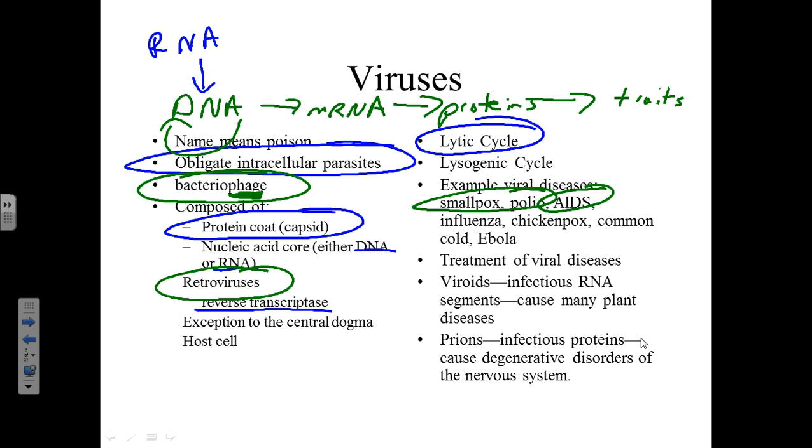AIDS is obviously viral. Influenza, the flu, viral. Chickenpox is viral. Common cold, Ebola. If you get a virus disease, typically if you go to the doctor, what should a good doctor tell you? You got a virus, can't really help you, go home, take a nap, drink plenty of fluids, rest, hopefully your immune system will take care of you. If not, you're in trouble. That's what a good doctor should tell you.